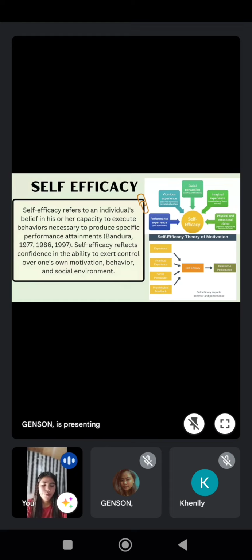Then the third one is called social persuasion, or coaching and feedback. It is a form of social influence in which an audience is intentionally encouraged to adopt an idea, attitude, or course of action by symbolic means. For example, we no longer want to continue because it is difficult, but our family encourages us and gives positive feedback to keep going. So it can really increase our self-efficacy.